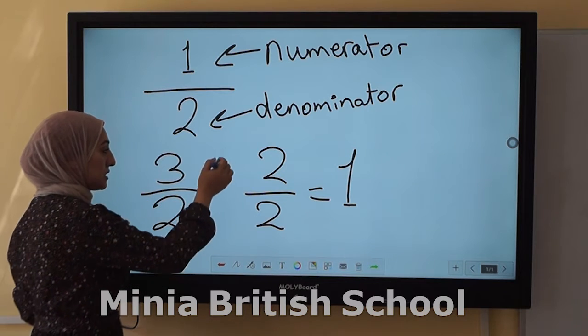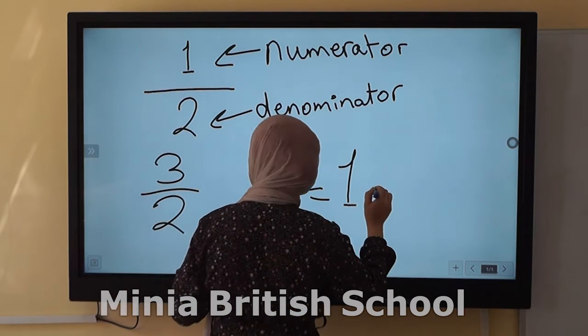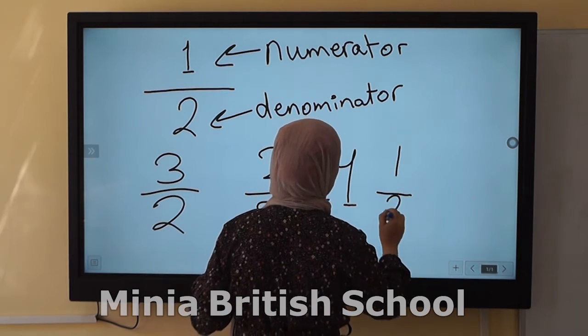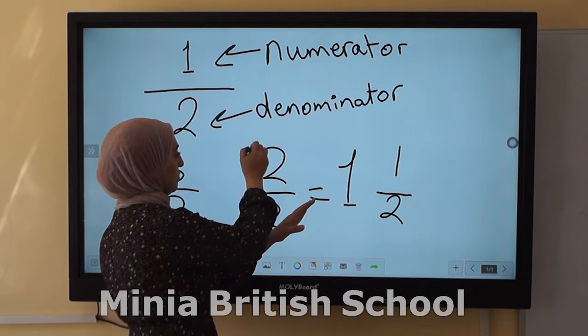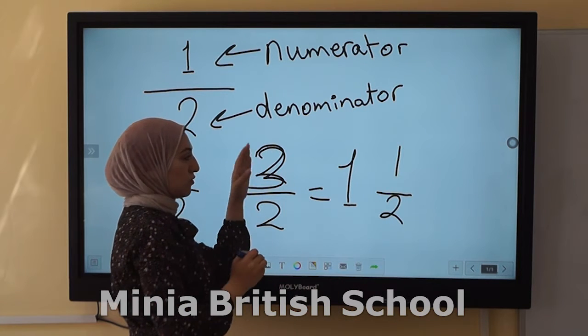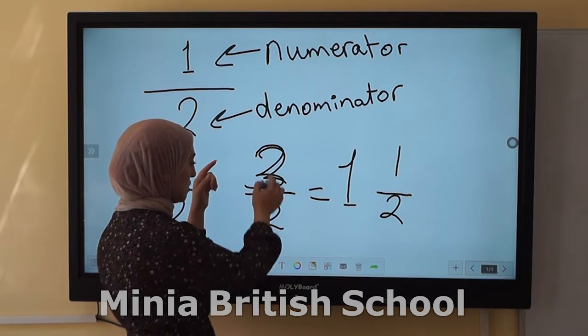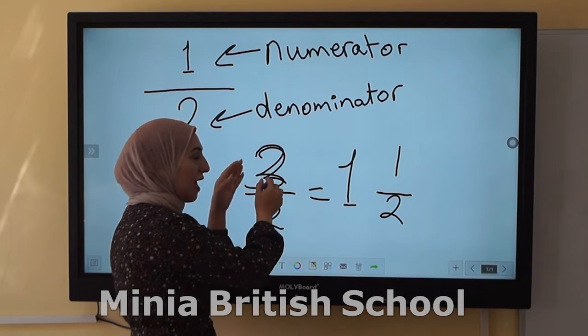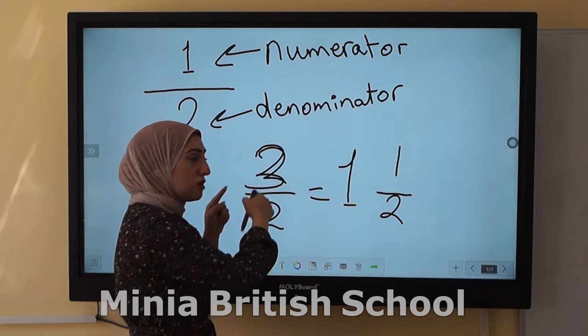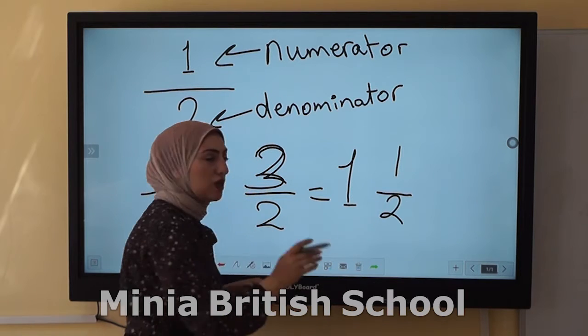It means it's 1 and 1/2. It's 1 with this 3. So 3/2 means 1 and a half. 1, 2/2 equals 1, and the remainder is 1/2.